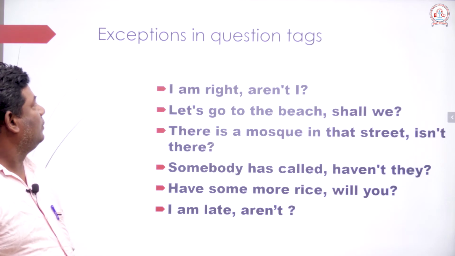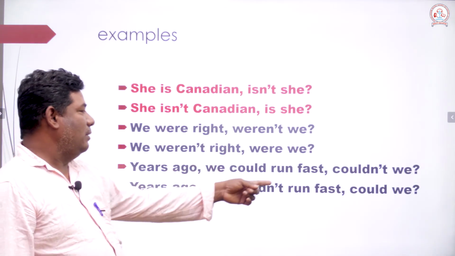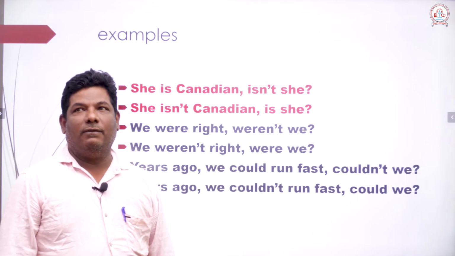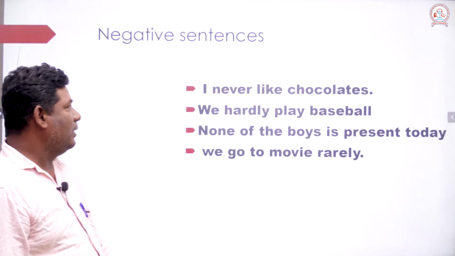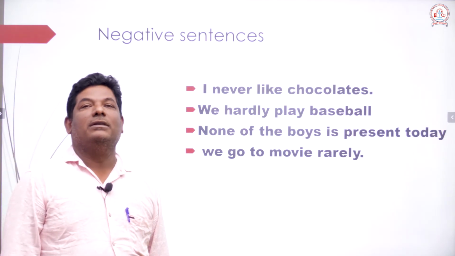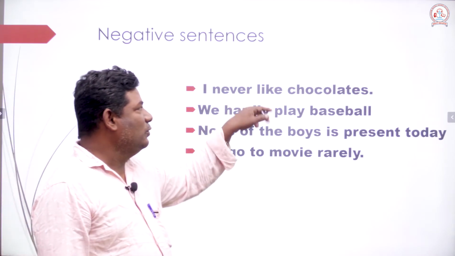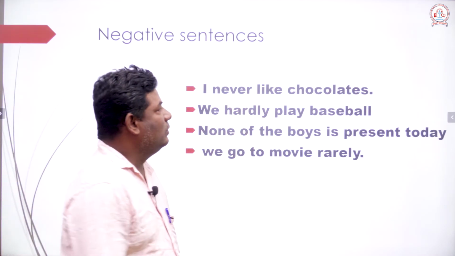Therefore, we have to write a positive question tag for it. So, could we. Clear? I never like chocolates. Negative sense. Like is the verb, so we have to use do for it.